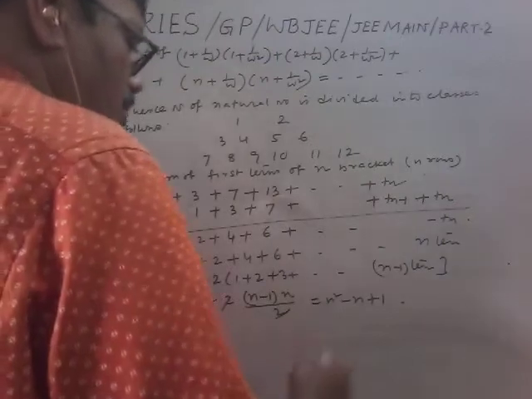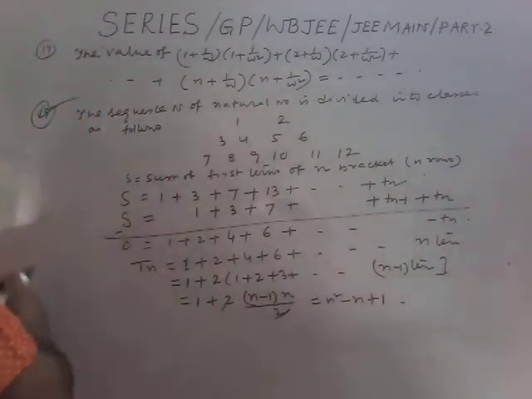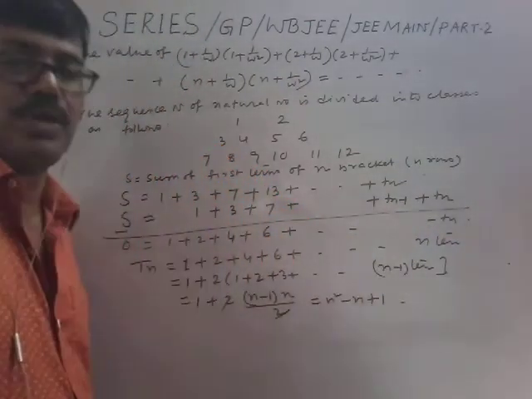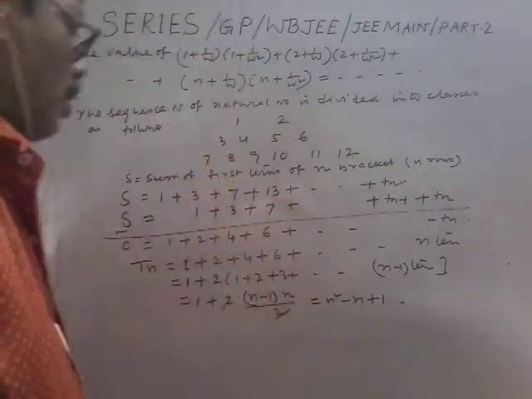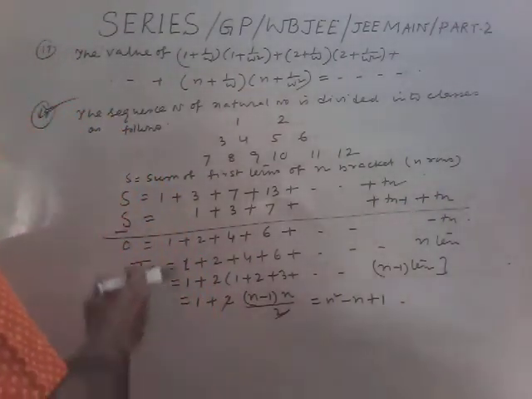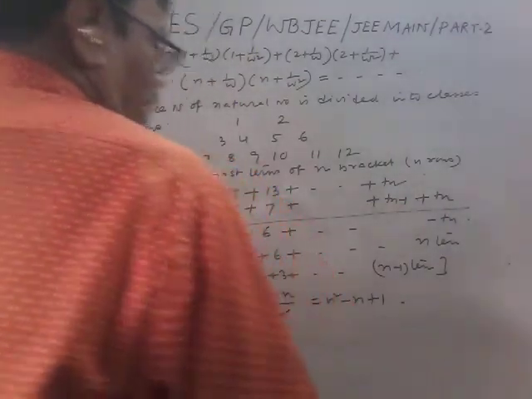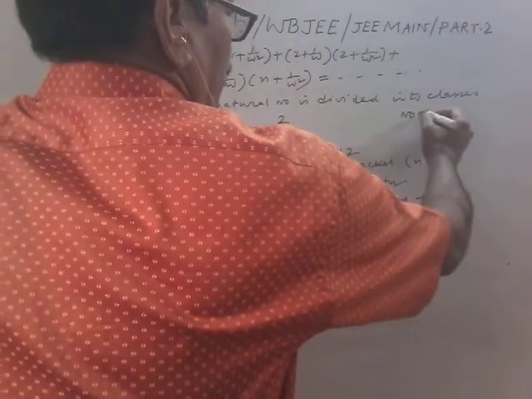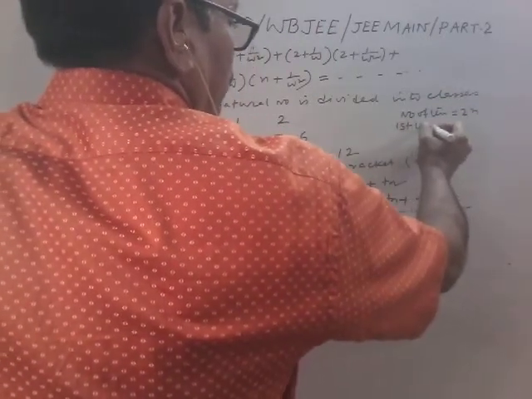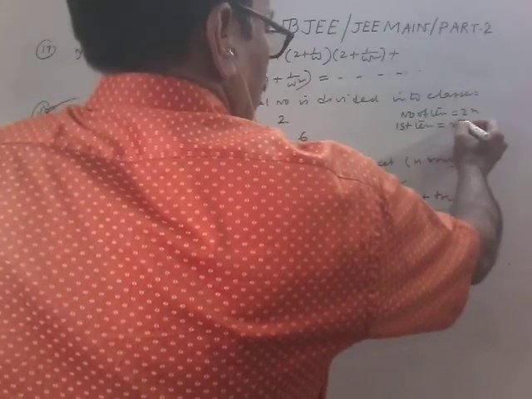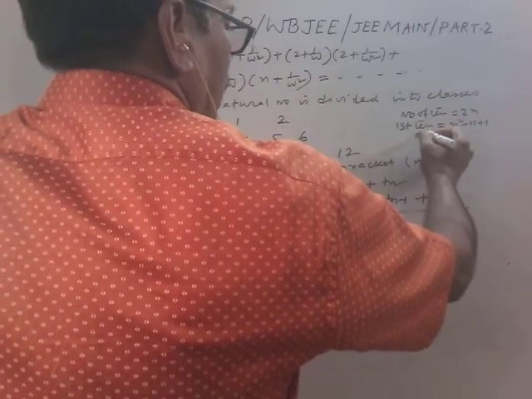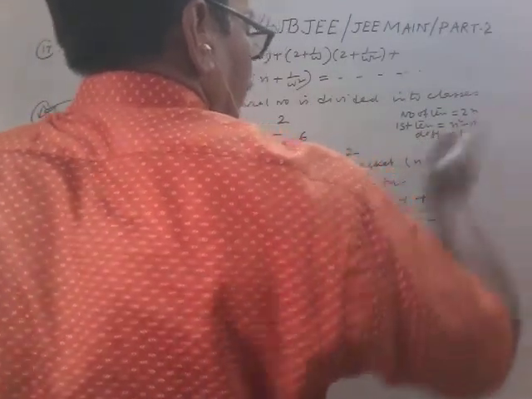Tn means the first term of the nth bracket. So this step is important. How to find the first term of the nth bracket? So using the difference method. Now we know the number of terms. So number of terms equals 2n. First term equals n square minus n plus 1. And difference equals 1.